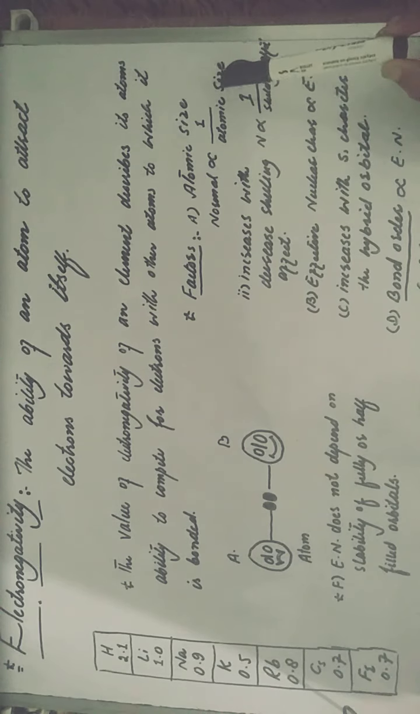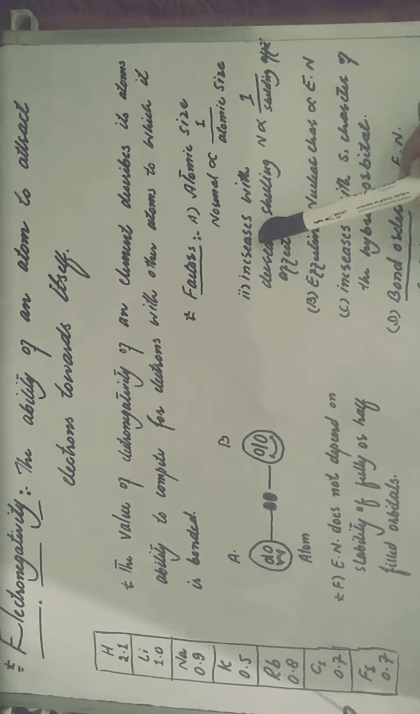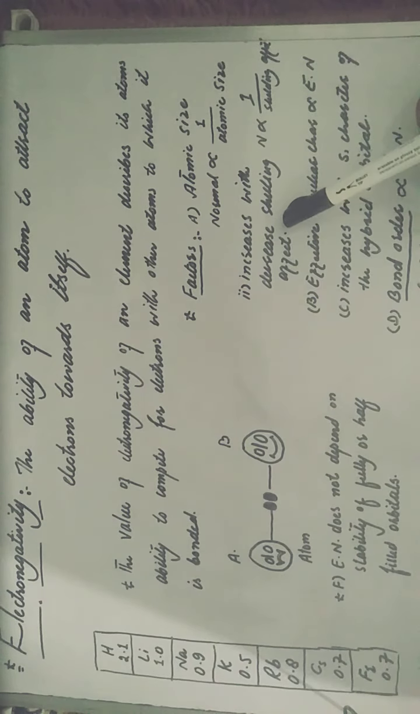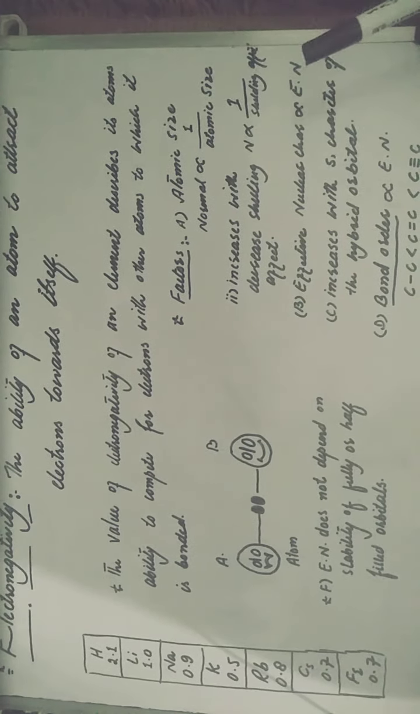Why? Because the shielding effect increases with the increase in atomic size, and the increase in the shielding effect will decrease the electronegativity. Electronegativity will increase with the decrease in the shielding effect. That is, electronegativity is inversely proportional to the shielding effect of that atom. So this is one factor which affects electronegativity.